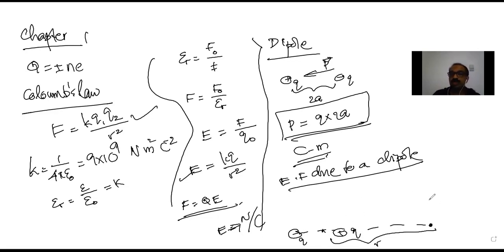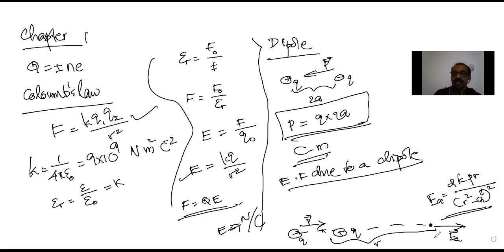The equation for the electric field at a point on the axial line of the dipole is E_A equal to 2kpr divided by (r squared minus a squared) the whole squared. Memorize this equation. Always remember the dipole moment is like this, from negative to positive. And also you should know that the electric field will be in this direction. Electric field along the axial line will always be along the direction of the dipole moment.